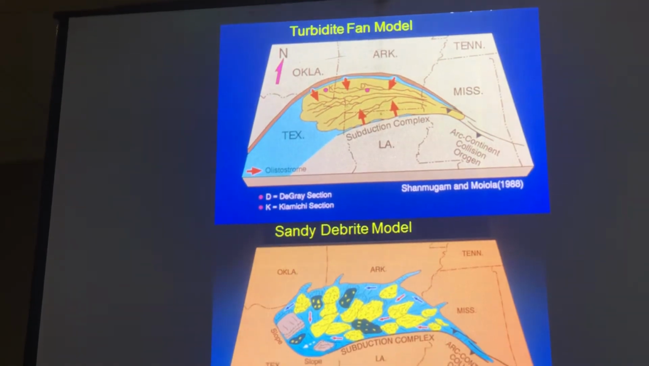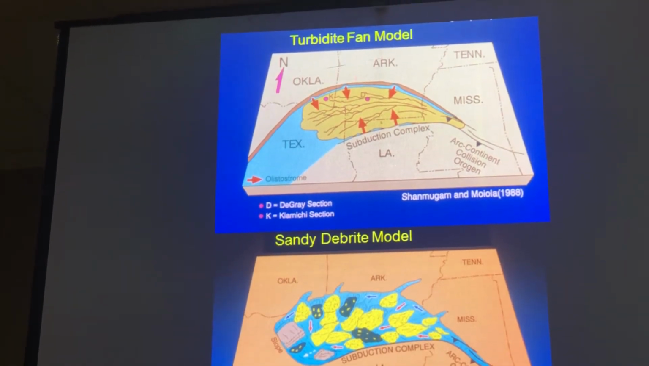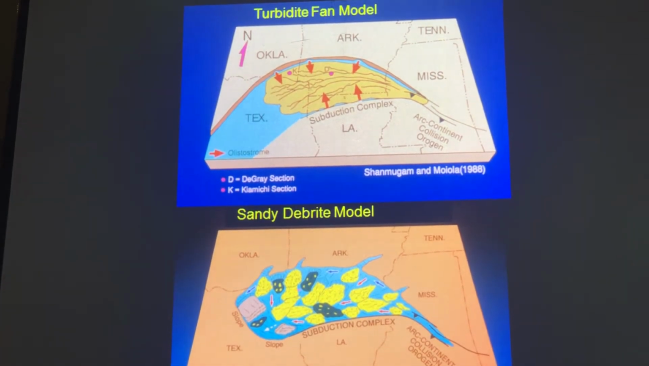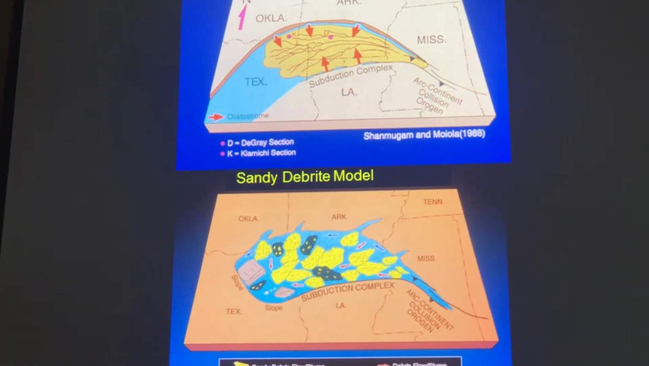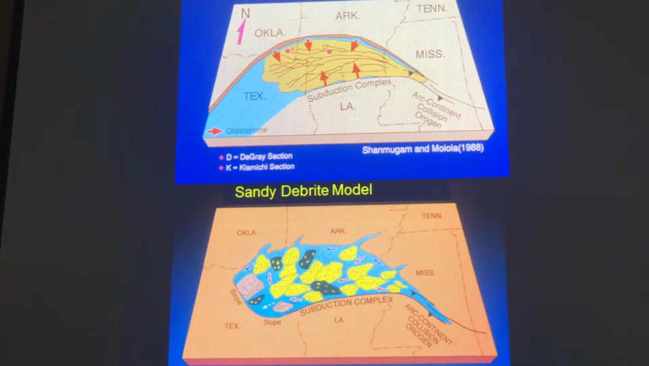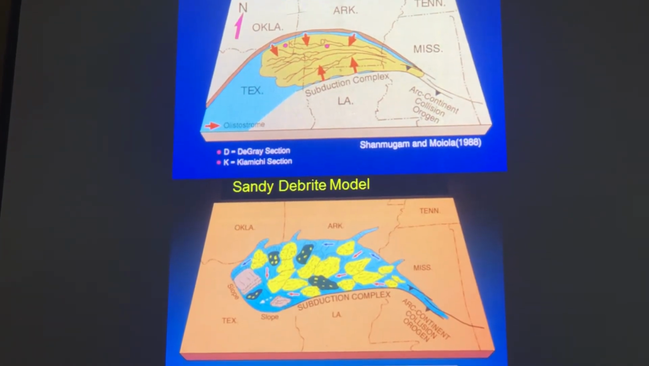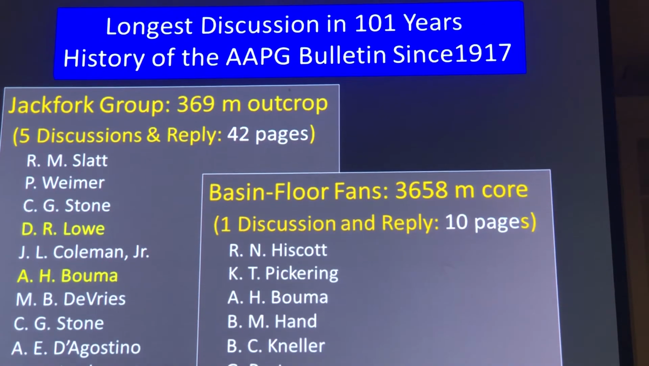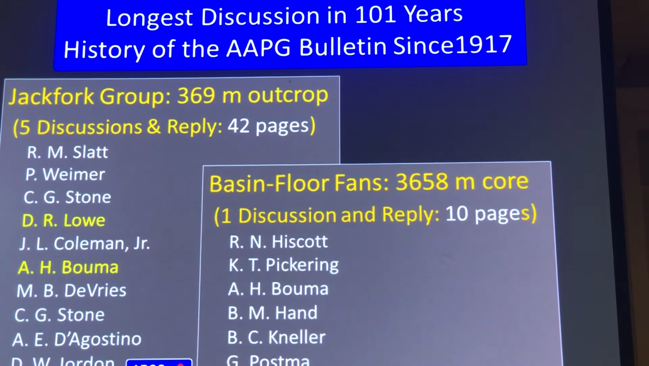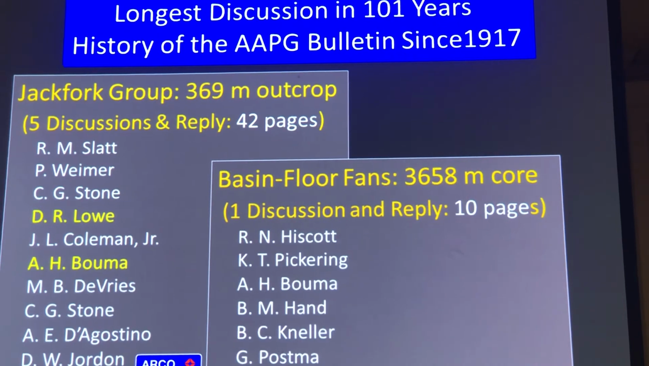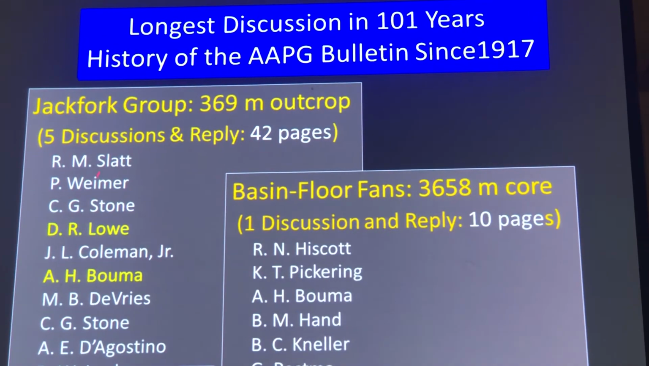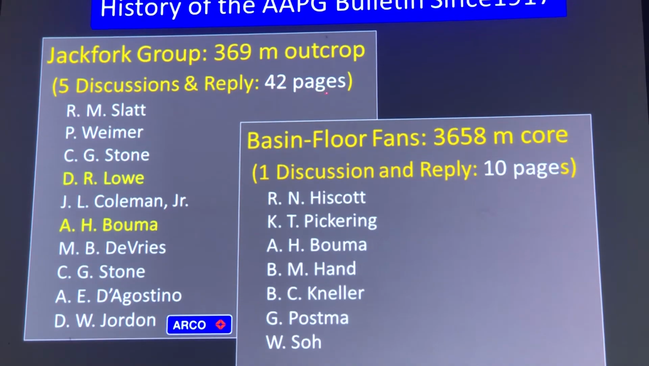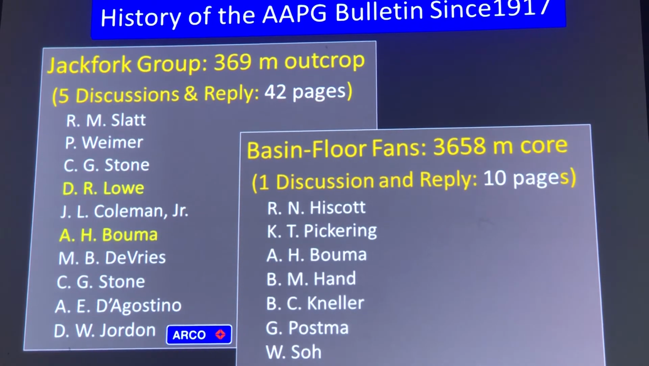So we published this model in the AAPG Bulletin. That was the original fan model. This is the revised model, mass flow, isolated bunches of rocks sitting there. And when we published it, all hell broke loose, because people had been running field trips and saying these are turbidites. There were 5 discussions. It occupied 42 printed pages in the AAPG Bulletin.